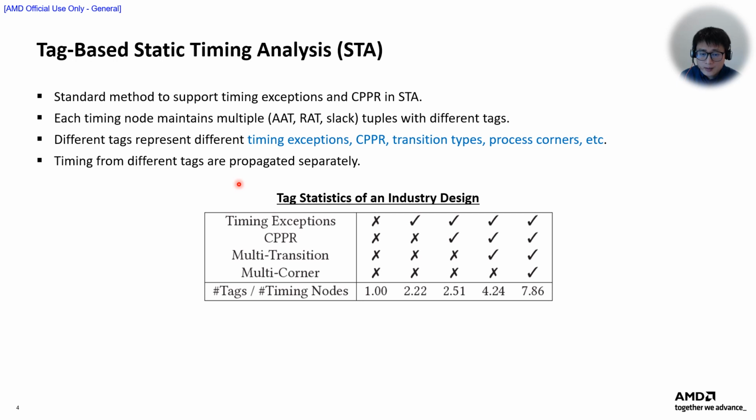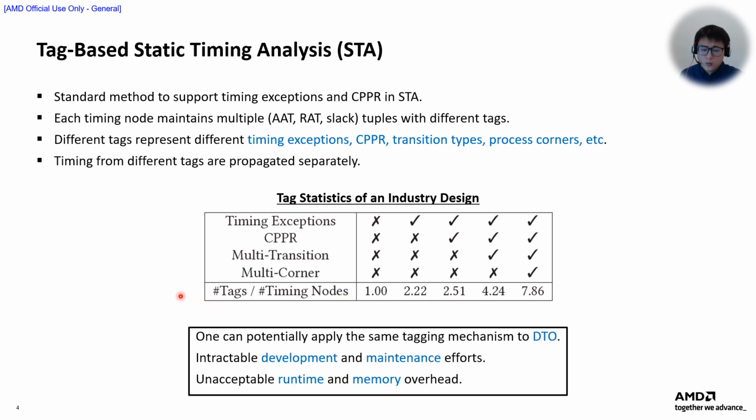Here I list some tag statistics of an industry design. In the basic case, there are no timing exceptions, so each timing node only contains a single tag. However, when we start to consider timing exceptions, CPPR, etc., we end up with about 8 tags per timing node.